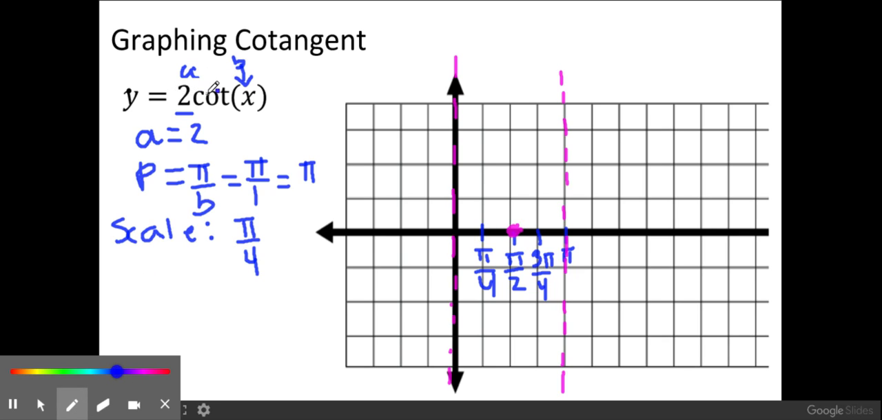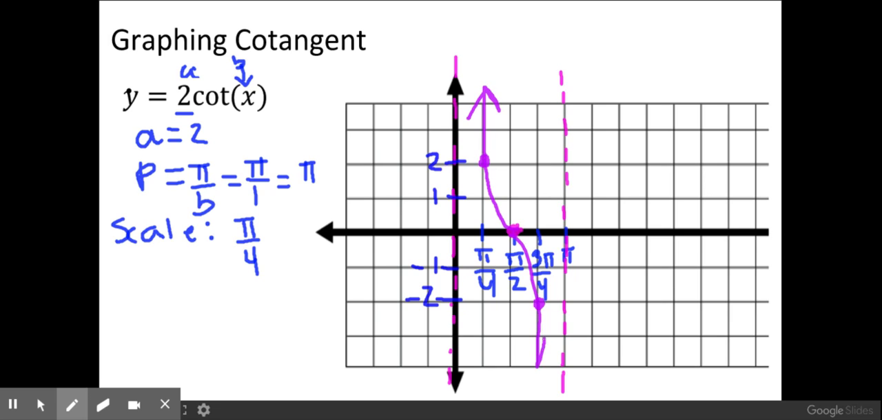Next, we're going to use the amplitude to label the y-axis. So we go up 2 and down 2. And to plot our next critical points for the cotangent function, this goes up on the left and down on the right. So we would plot up and down on the other 2 intervals. You then would create your graph by connecting the points.